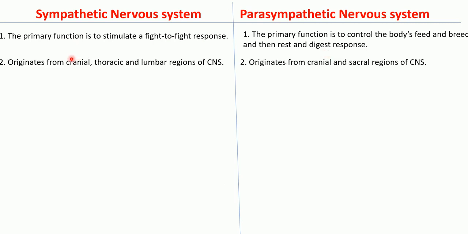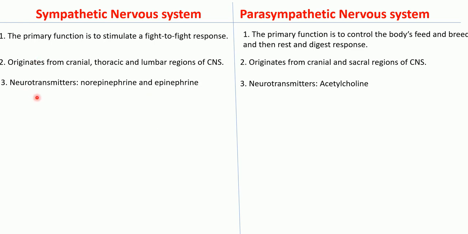Another difference is that the sympathetic nervous system originates in the cranial, thoracic and lumbar regions of the central nervous system, whereas the parasympathetic nervous system originates from the cranial and sacral regions of the central nervous system. Okay, so third point, the neurotransmitters that are involved in the sympathetic nervous system are norepinephrine or noradrenaline and epinephrine or adrenaline, whereas the neurotransmitter of the parasympathetic nervous system is acetylcholine. So these are the three differences that you need to remember.